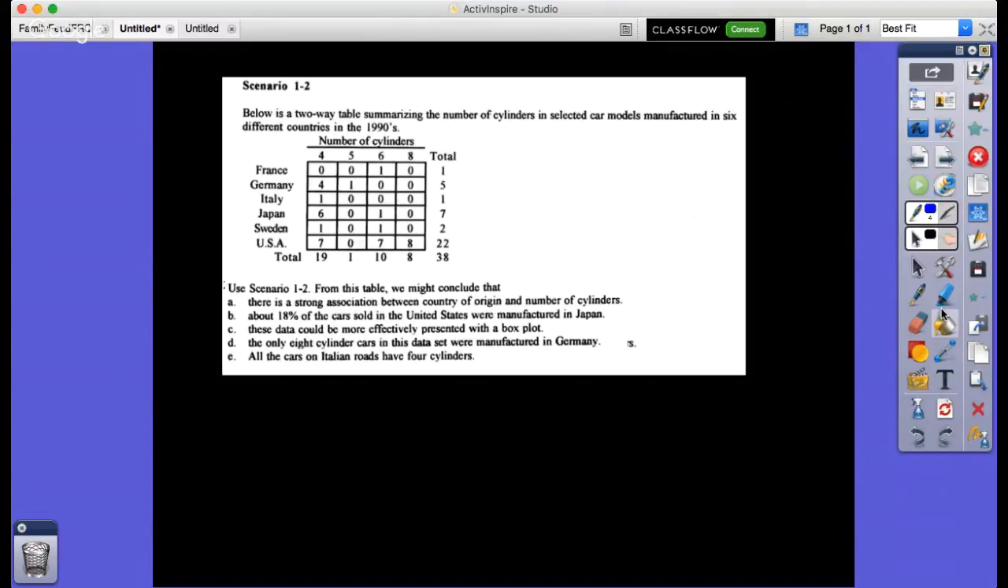A, there's a strong association between country of origin and number of cylinders, okay? Well, is that true? Maybe. I heard yes and no. Can we come back to that one? Come back. B says about 18% of the cars sold in the United States were manufactured in Japan.